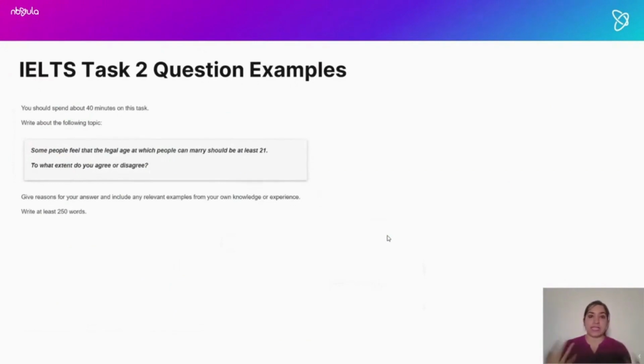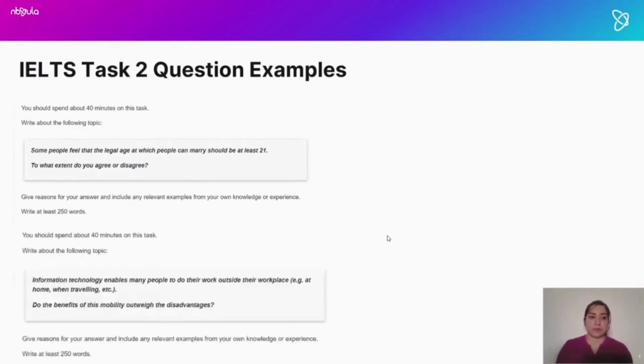Okay, so this is again the essay question, right? So again, this is how it'll look. You should spend 40 minutes on the task, write about the following topic. Okay, so this first example is an agree or disagree kind of question, where you'll have to put in your opinion and tell whether you agree to the first part of the question or whether you disagree. Okay, so the first part is some people feel that legal age at which people can marry should be at least 21. Okay, so you're discussing both sides and then giving your opinion.